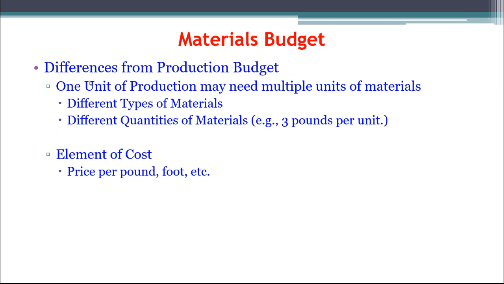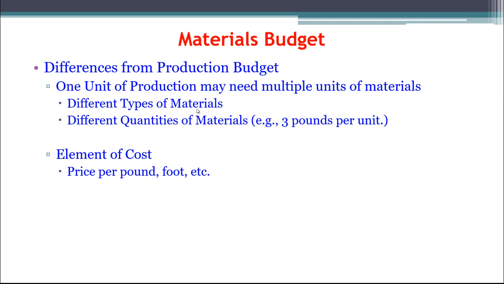The main difference from the production budget, one could argue this materials budget is a little bit more complex because it has a few additional lines to it. First of all, one unit of production may need multiple units of particular materials, and for that matter, you might have 3, 4, 5 different types of materials going into those units. So now all of a sudden you have one production budget, you might have 5 materials budgets to support it, however many materials go into that production.